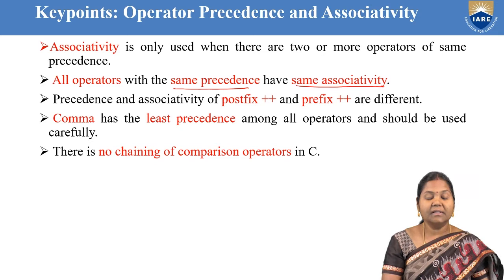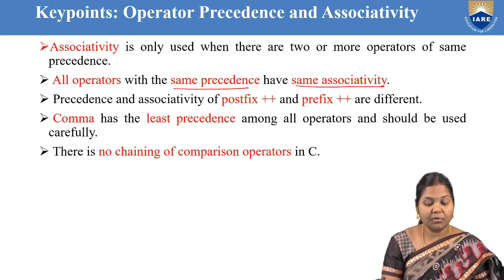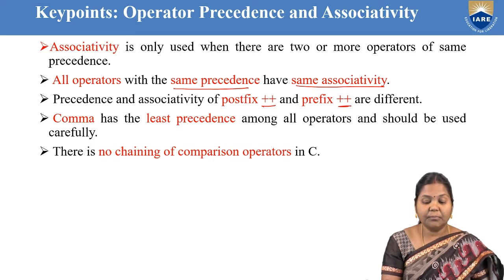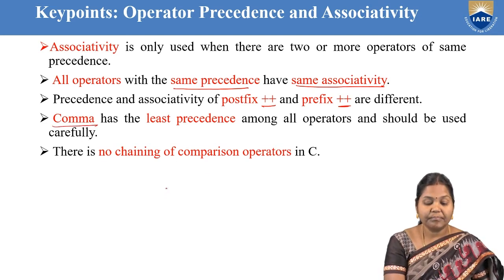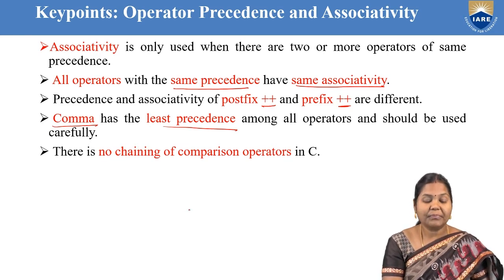Then the third point is about precedence and associativity of the increment and decrement operators. Postfix increment and decrement are different from prefix increment and decrement, because the priority of postfix increment and decrement is higher than prefix increment and decrement. So you have to take care of that. Then you know that comma is a very useful and valuable operator, but it has the least precedence among all the operators, and the associativity is from left to right.